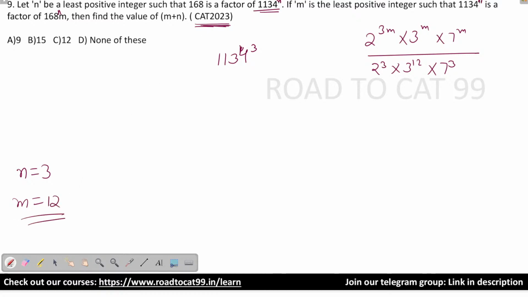So in the question, what is asked? The value of m plus n. The value of m plus n will be 12 plus 3. That is 15. 15 is the correct answer. Understood? Everyone.